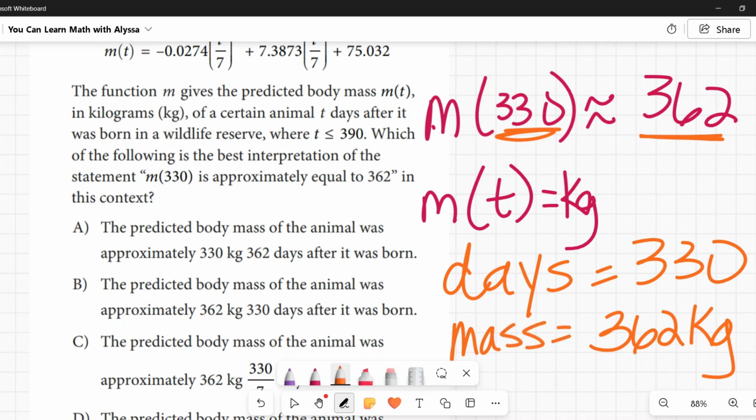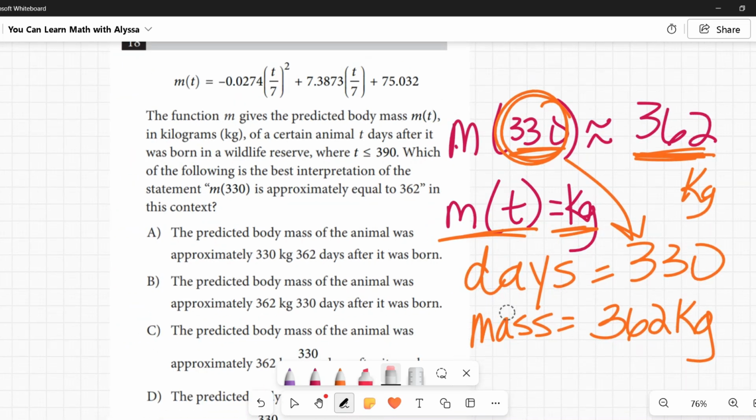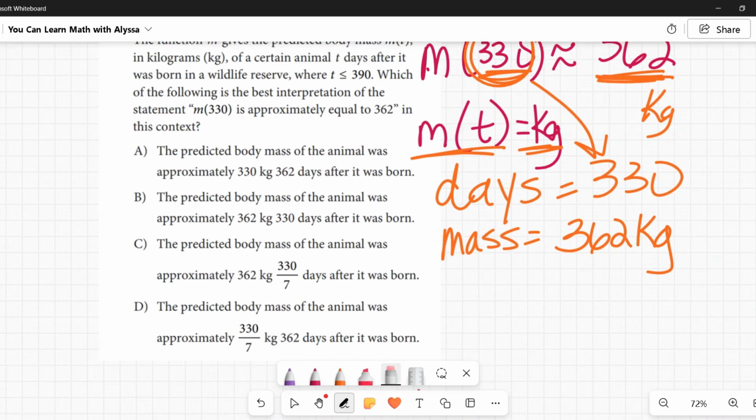That's all it means. M of t, t is number of days, m of 330, so 330 is my number of days, is approximately equal to 362. When I do the math, m of t, I get kilograms. 362 is my kilograms. So it means that after 330 days, this animal is approximately 362 kilograms. So let's look at which of these answers represents that. Here, the predicted body mass of the animal was approximately 333 kilograms, 362 days after it was born. It's flipped, so that one's out. They've reversed them. Probably the reverse of that, B, is going to be our answer.